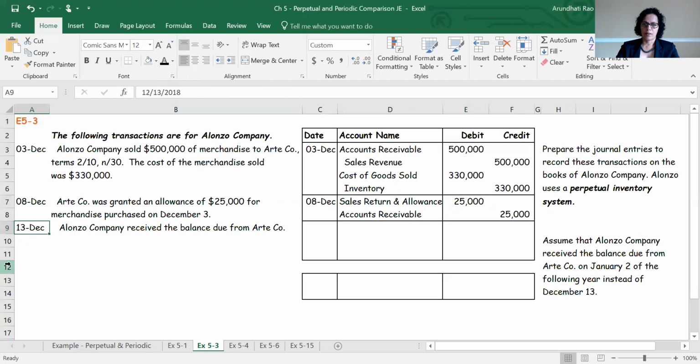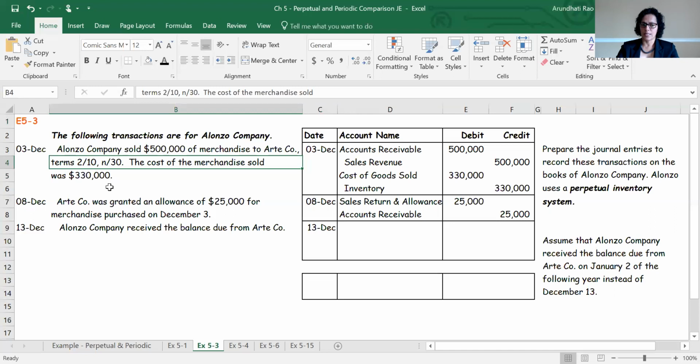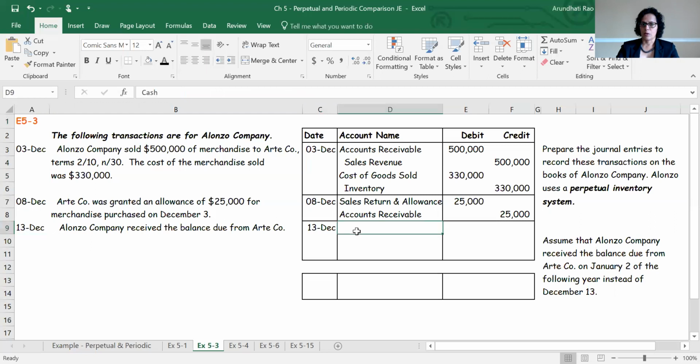Then on December 13th, Alonzo Company received the balance due from Art Company. So December 13th, the first thing for me to check is the terms were 2/10 net 30. I had told my customer, that is Art Company, if they pay me within 10 days of invoice, I'll give them a 2% discount, and they have. It's within the 10-day time frame. So I'm getting cash, so cash is debit. I'm going to credit accounts receivable.